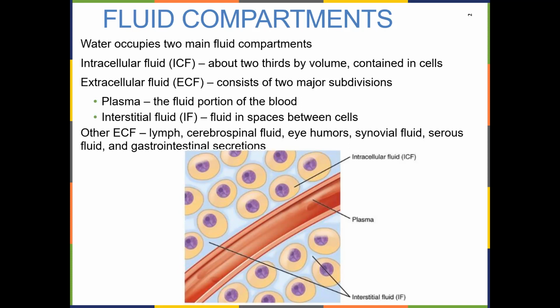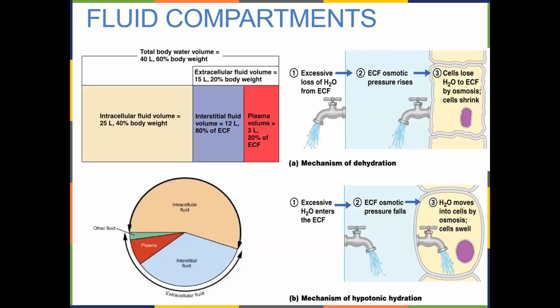So how much are we talking about? Well, the total volume of water in our bodies is about 40 liters. About 25 liters are inside the cells. That's that intracellular fluid. We have 12 liters around the cells in the interstitial fluid, and we have 3 liters in our plasma. So altogether, 40 liters of fluid.